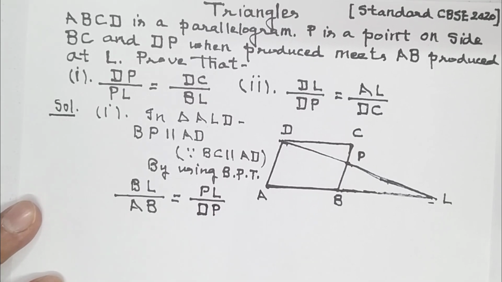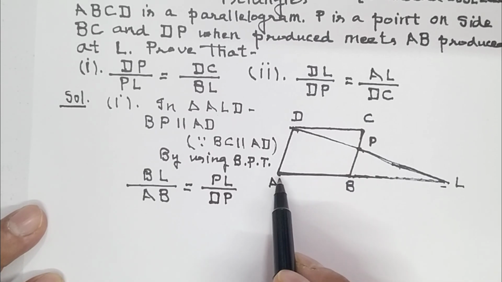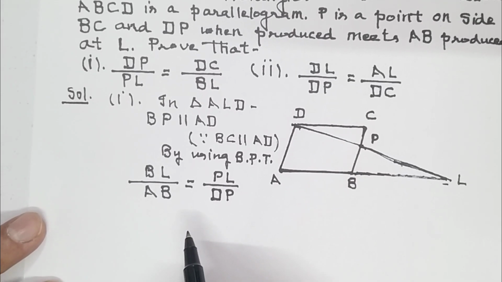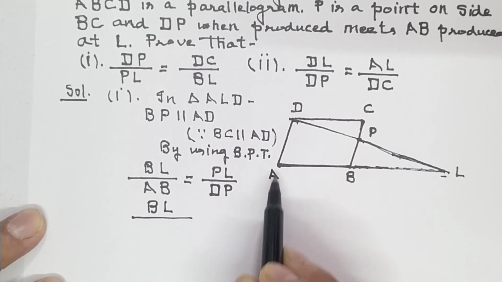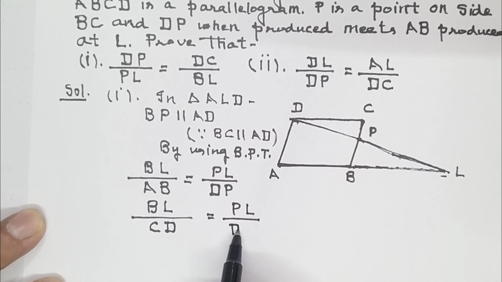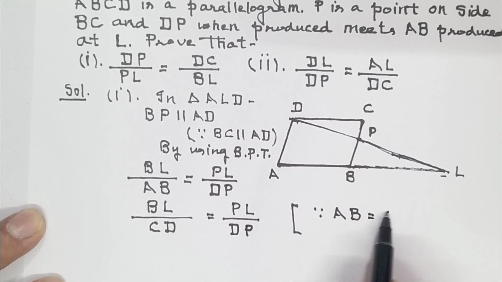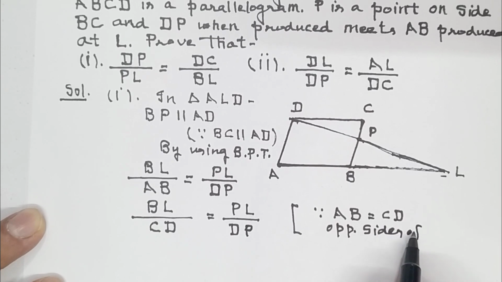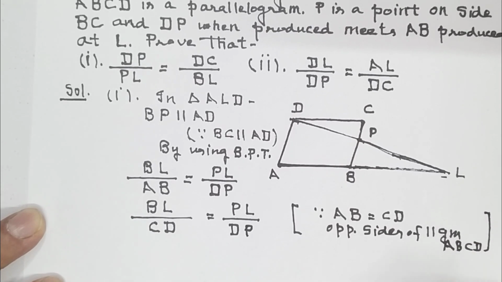Remember, when you are using BPT, take the sequence proper. Like you have taken first BL, means starting from L, then upon AB. Same way you are to take again from here LP or PL upon DP. So when you have taken this, here you can replace AB with CD. BL upon, in place of AB you are to write CD, is equal to PL upon DP. Why have you replaced AB and CD? You can write in the bracket, because AB equal to CD, opposite sides of parallelogram ABCD.